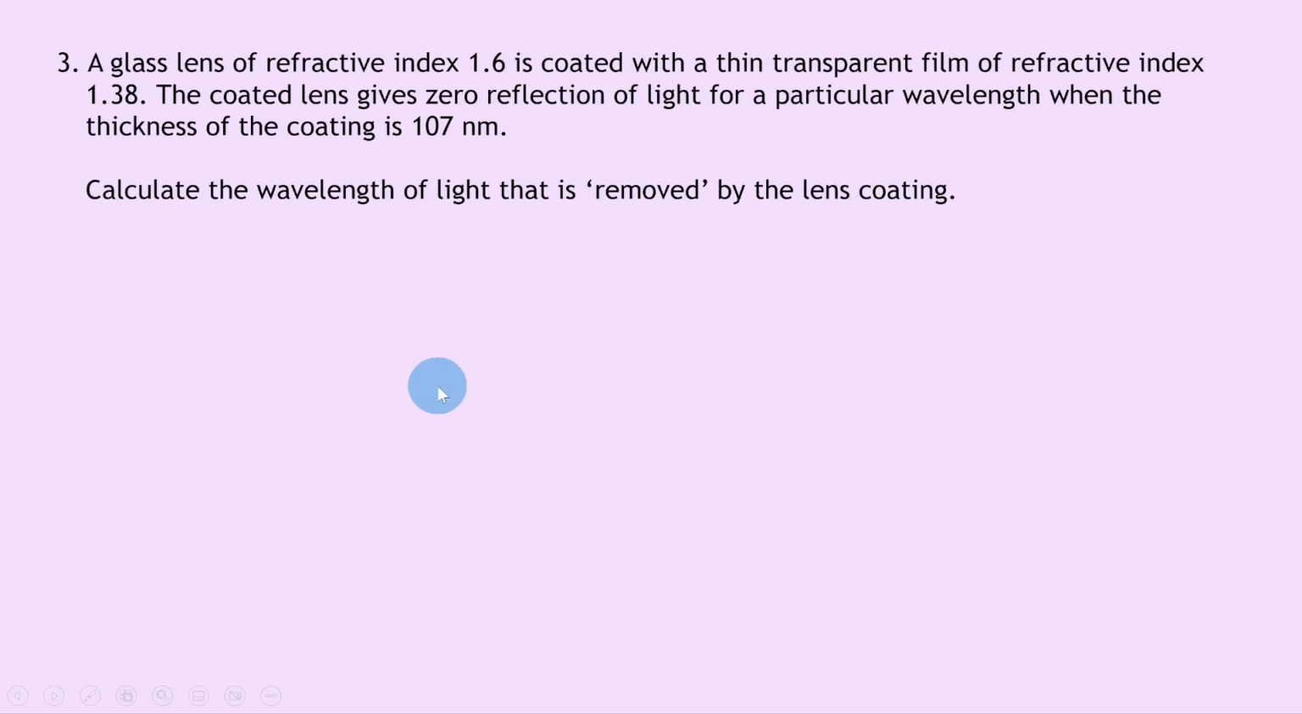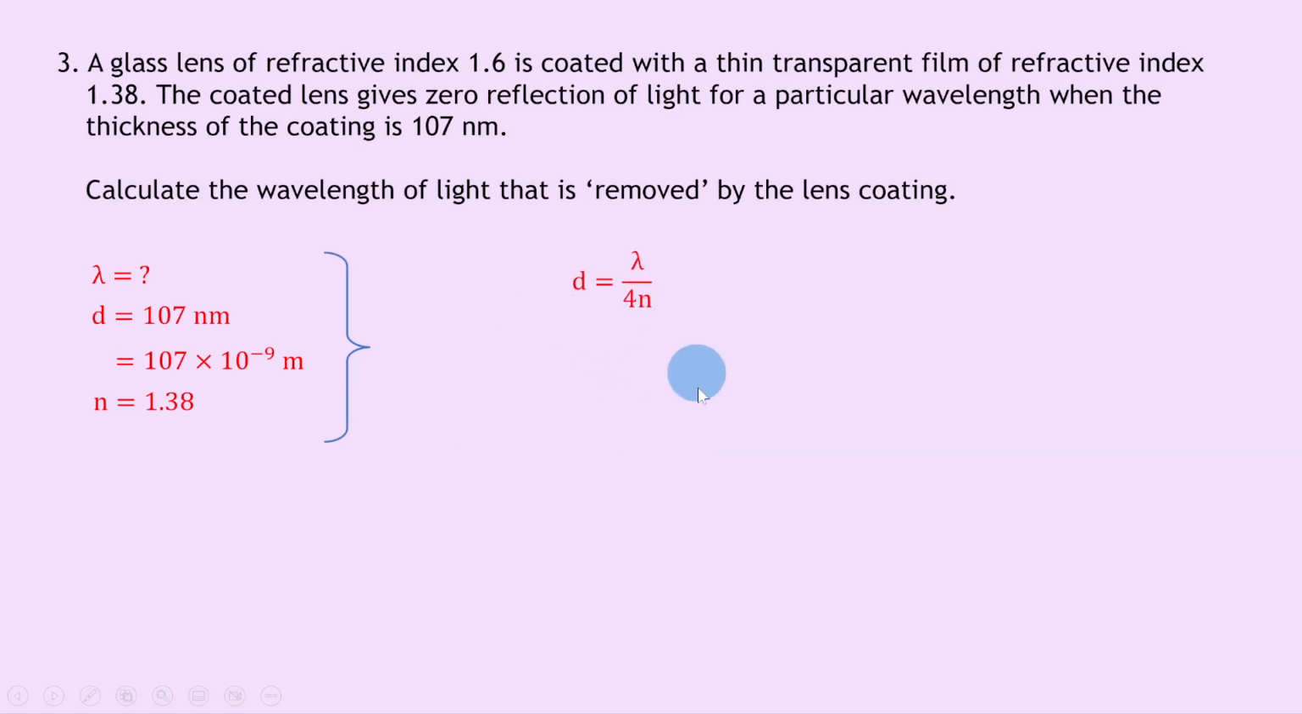Well, writing down what we know from the question, we're trying to find the wavelength lambda. We know the thickness d of the coating is 107 nanometers, which we need to rewrite in meters as 107 times 10 to the minus 9 meters. We then have the refractive index of the coating n is 1.38, and writing down our equation for anti-reflective coatings or blooming of lenses, we have d equals lambda over 4n.